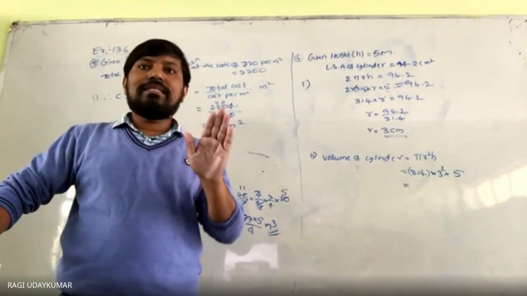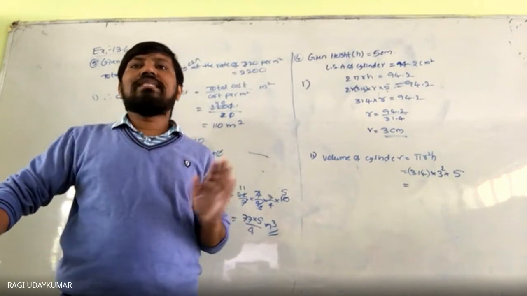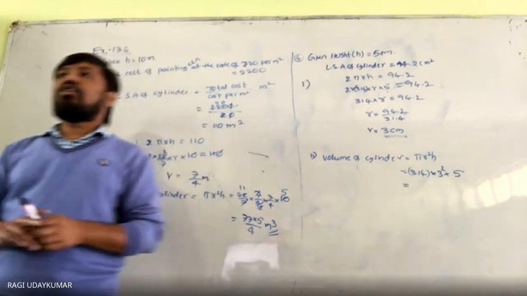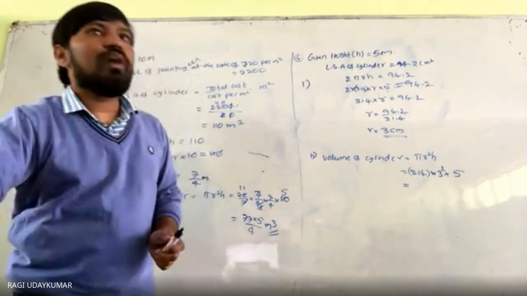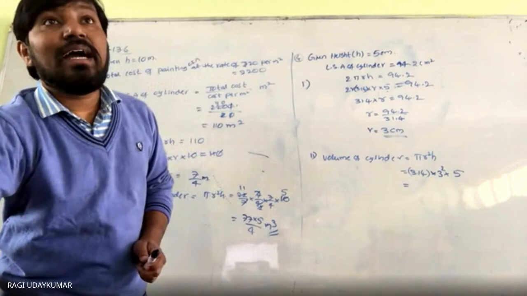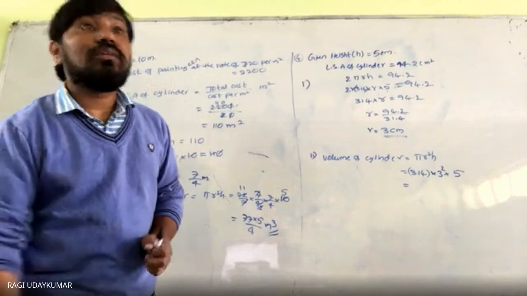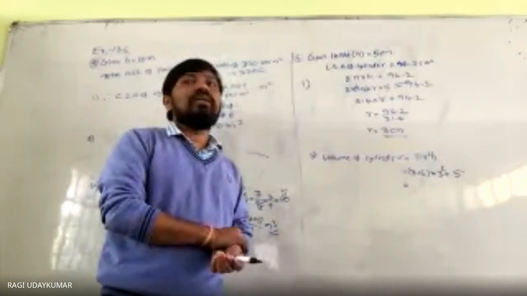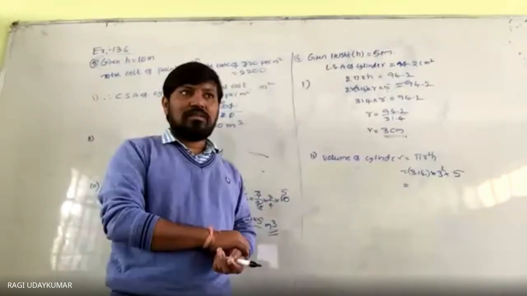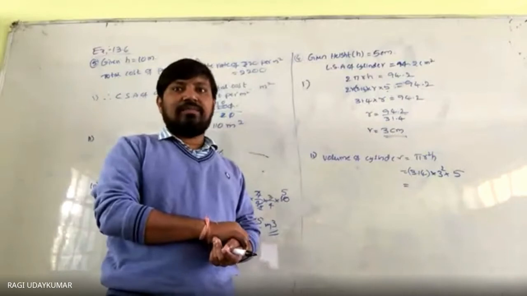Next here is how many square meters of metal sheet would be needed. It is a closed cylindrical vessel. Closed means you have to find the curved surface area as well as the total surface area. Can you do it?